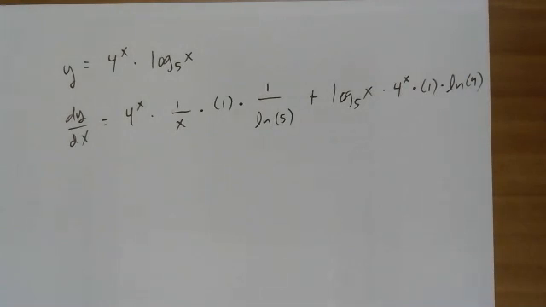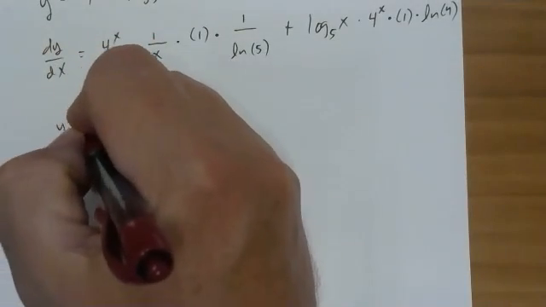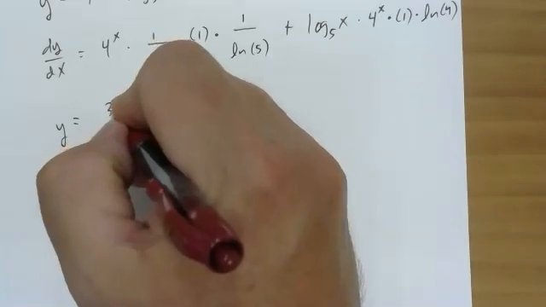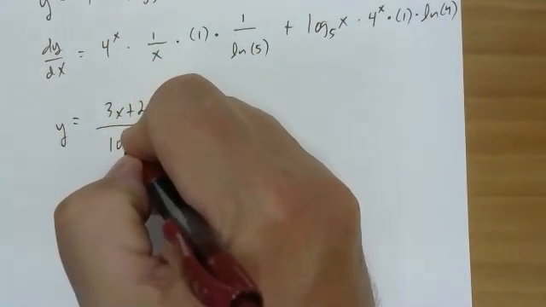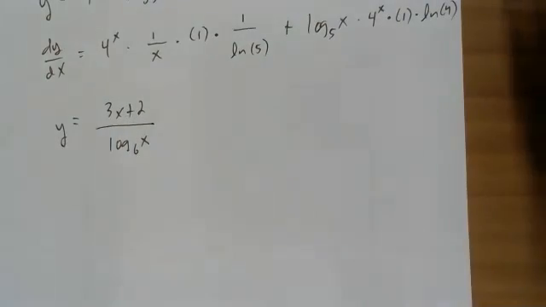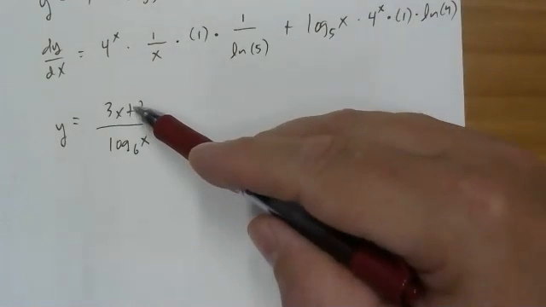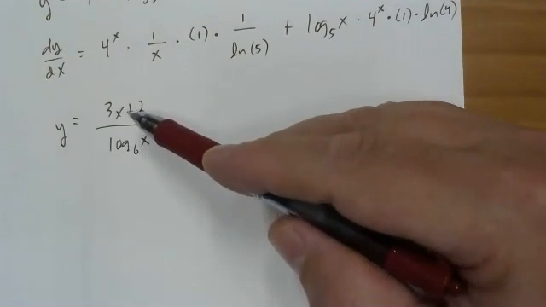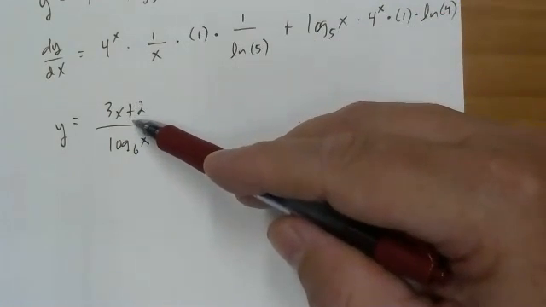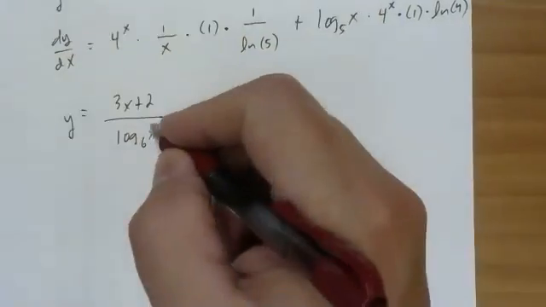Let's do one more that looks sort of interesting. How about this one? Y equals 3x plus 2 over log base 6 of x. And we want to take the derivative of this. So now we have a fraction, a function on the top, a function on the bottom. So hopefully you remember the quotient rule, which is the rule we have to use to take the derivatives of functions like this.